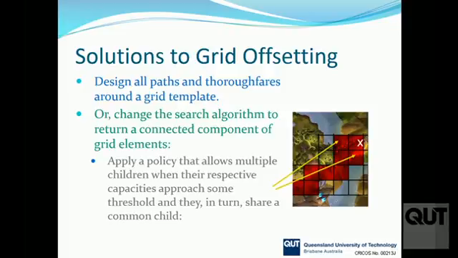One neat thing about the hierarchical approach, though, is it's really quick. We don't have to use A* all the time. We can use something really simple like greedy search, which is a really fast search.